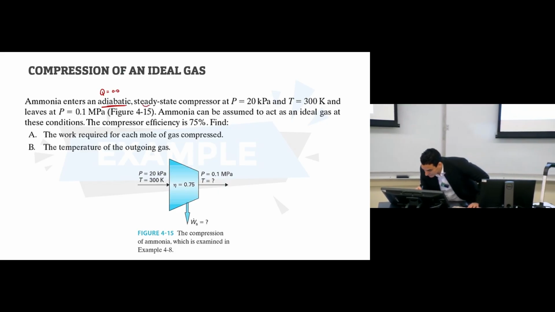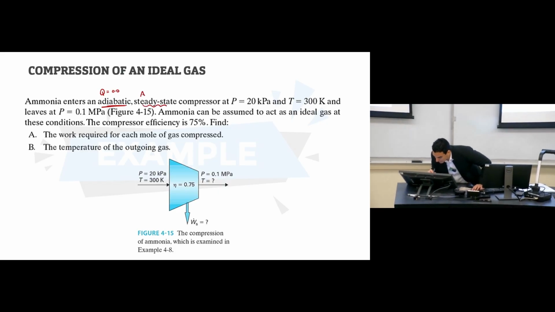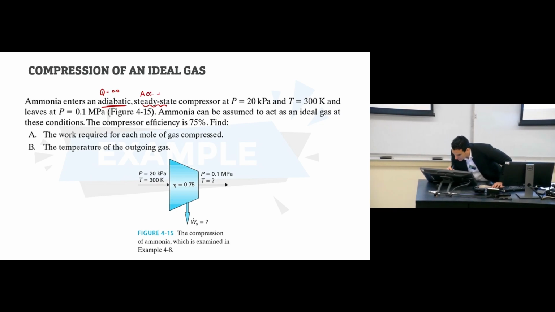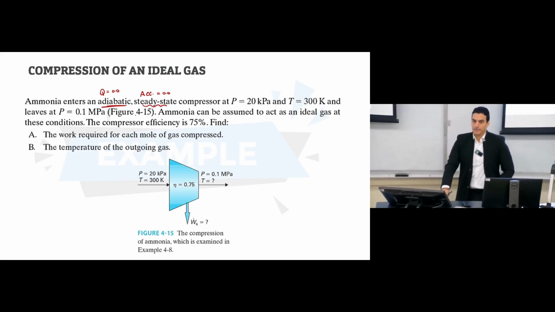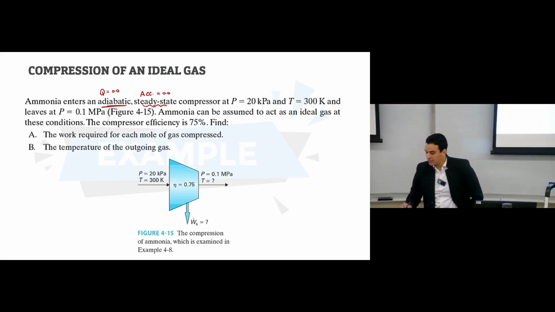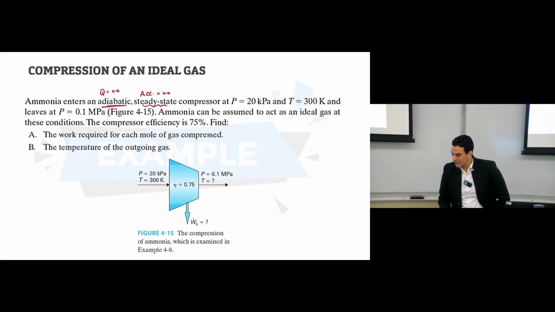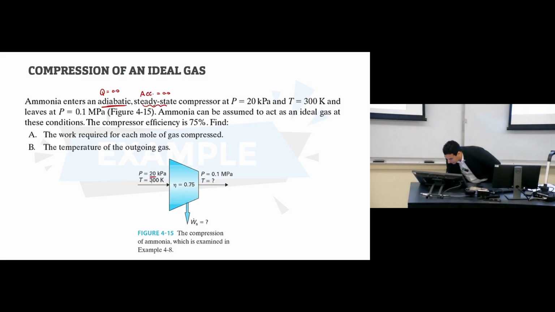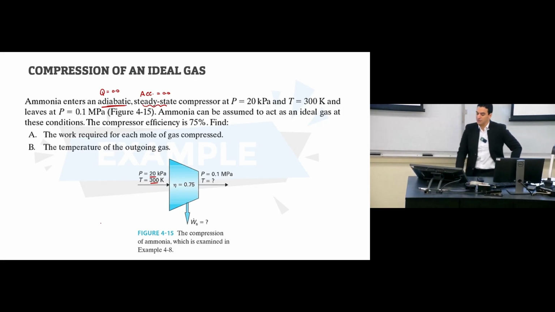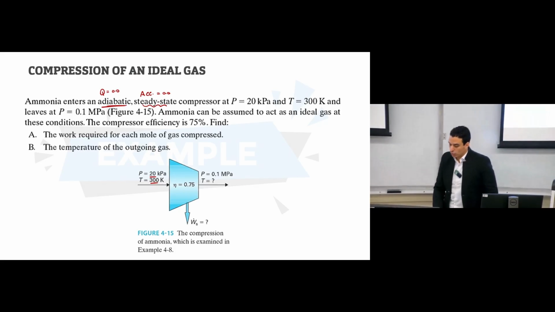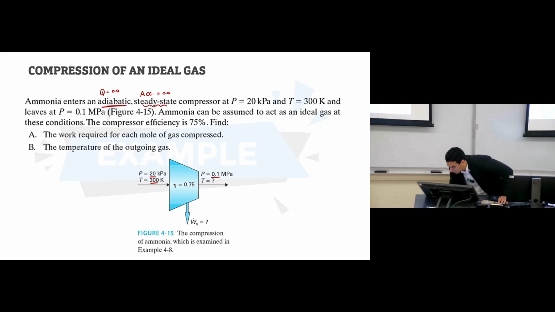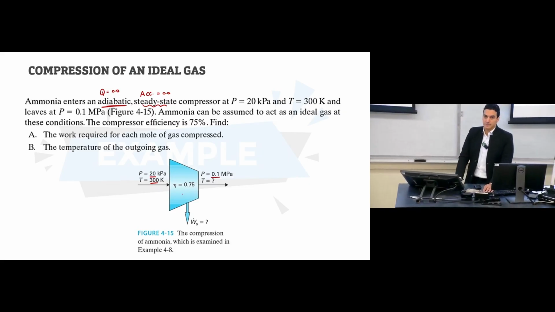Steady state. This means any accumulation term will be 0. A compressor. This compressor, the inlet at 20 kilopascal, the outlet at 300 Kelvin. So this is the inlet, 20 kilopascal. This is the inlet temperature, 300 Kelvin. And it leaves at 0.1 megapascal. So this is the outlet, 0.1 megapascal.